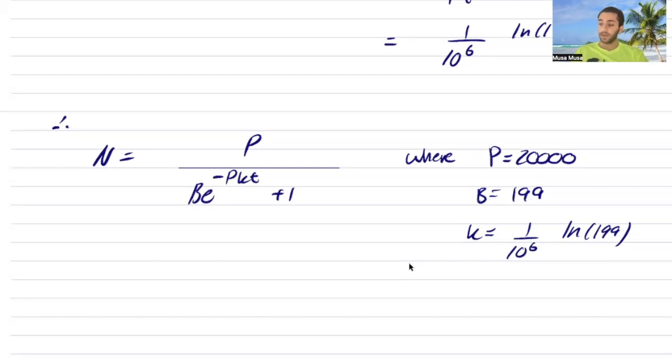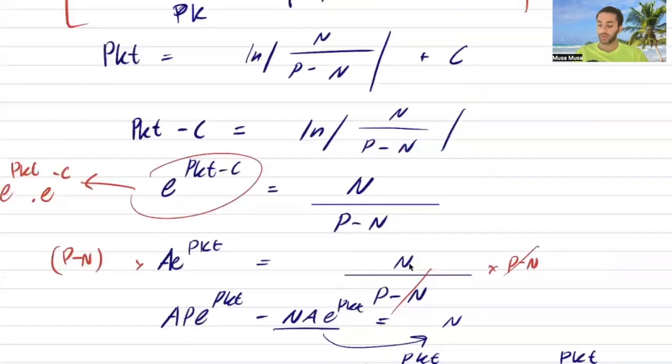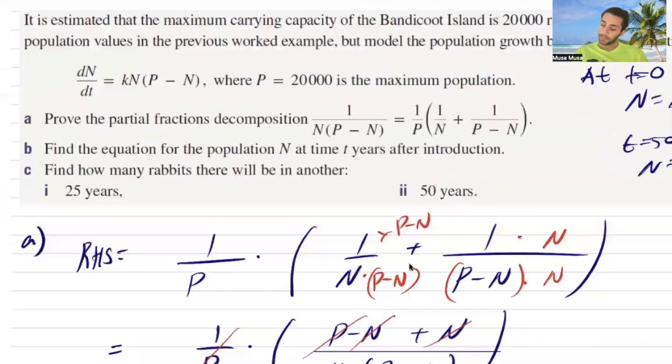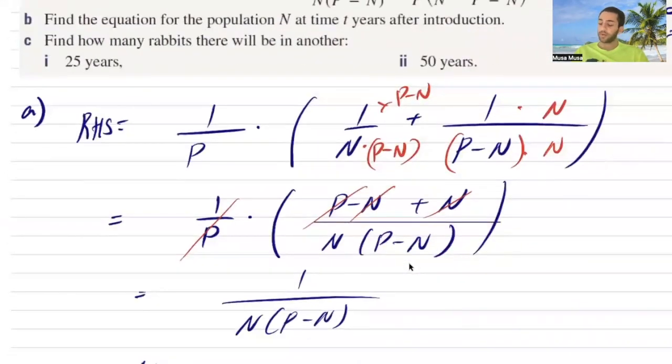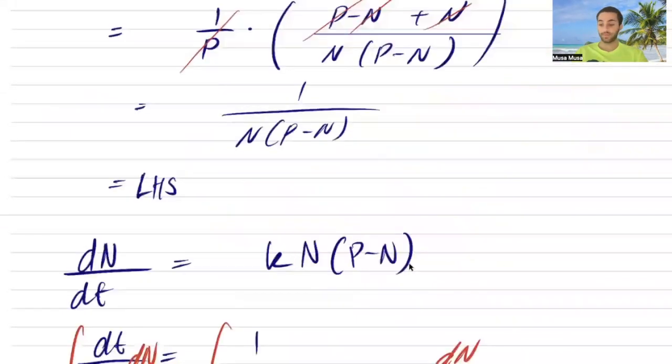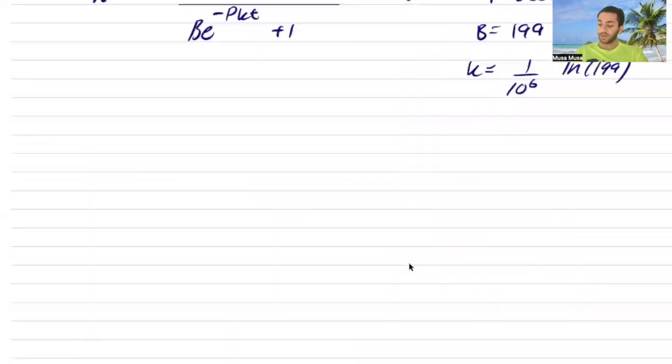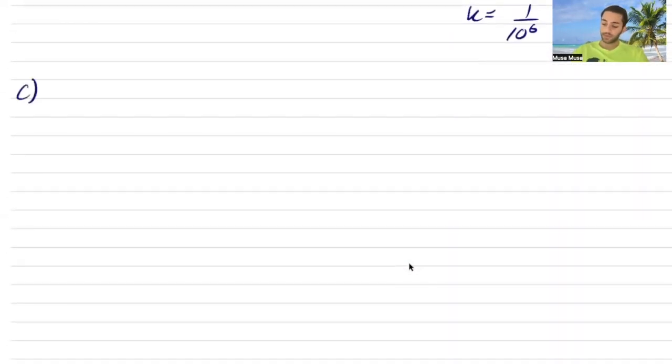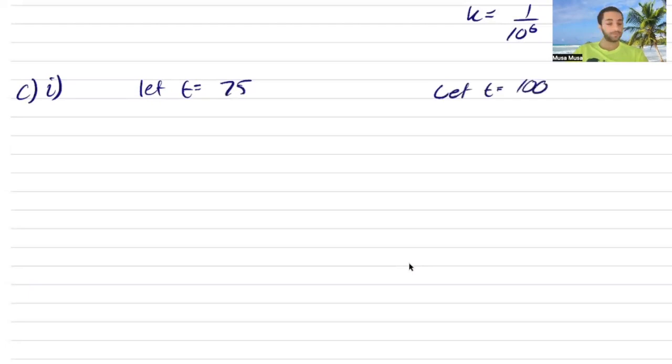Okay. So that's generally how you get to a logistic equation. And then from here, we can just answer a few questions. So find how many rabbits there will be in another 25 years and then 50 years. So you just go to this and sub in. So this is probably part C, part 1. Let t equal 75, and then let t equal 100. Okay, and then just chuck that into your calculator.